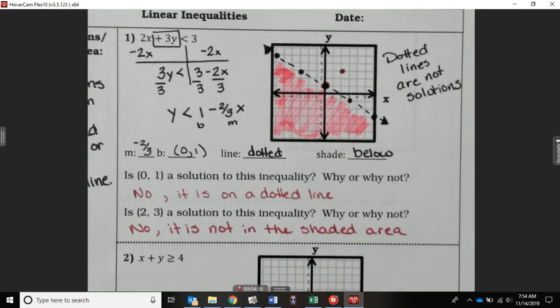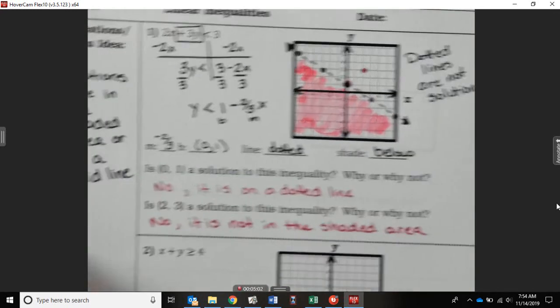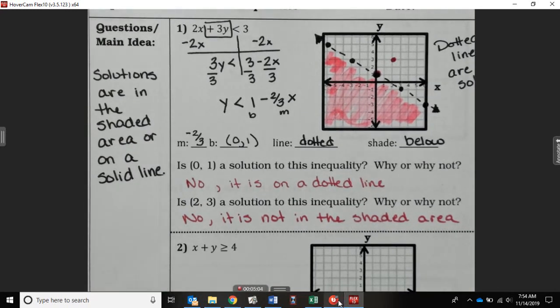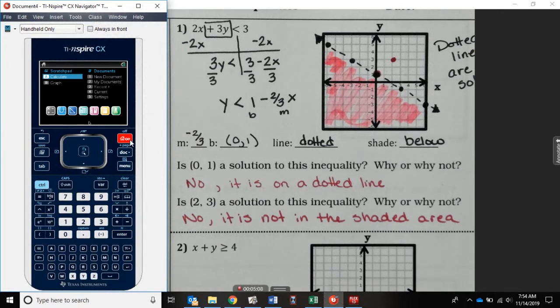All right. One other thing that we can do is we can graph it in a calculator. And so if I go to a graph page, I'm going to get a new document.